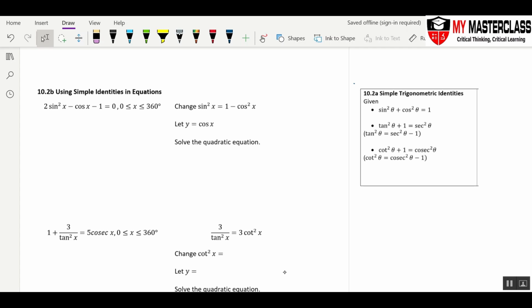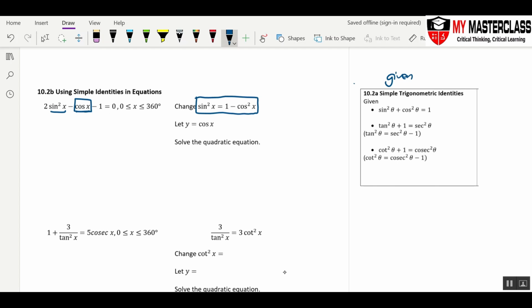To use the simple identities in trigo equations, first you have to observe. The question has a sine square and a cos. The cosine is the most basic function already, so you cannot change it. But can you change sine square? Yes, you can change sine square to 1 minus cos square. These are given, but you must know how to use them.